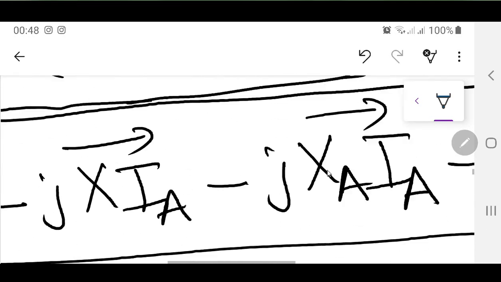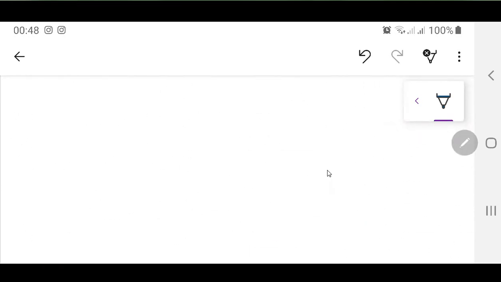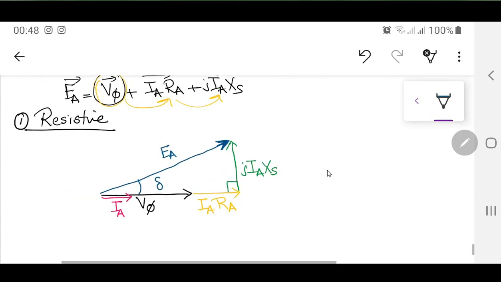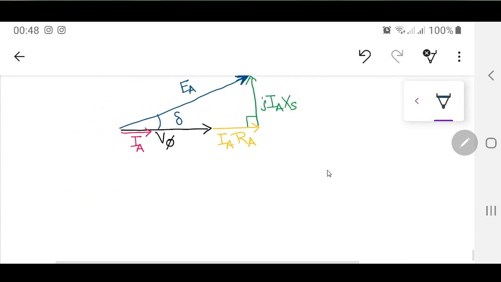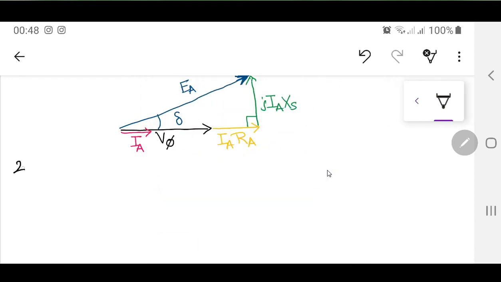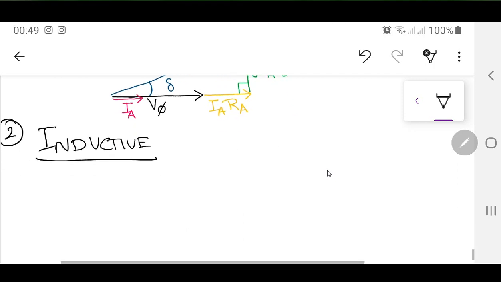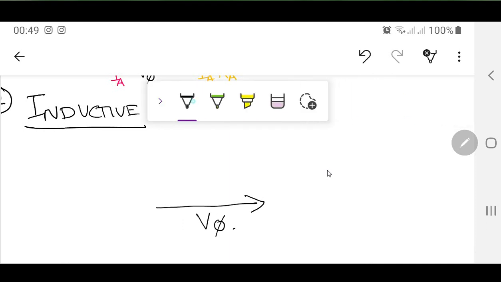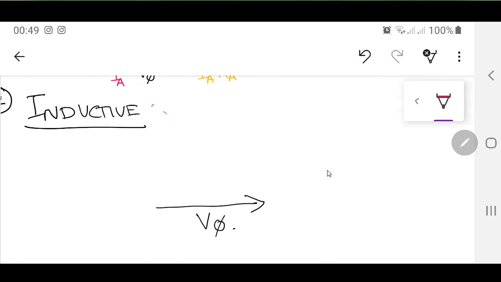Now if I go back towards the same resistive load, this is the phasor diagram for a resistive load. Now let me go on towards the second type of load, the inductive load. For an inductive load, if I draw the same vectors, this is my V phase, and this is going to be the current vector, since the current is lagging in an inductive load.